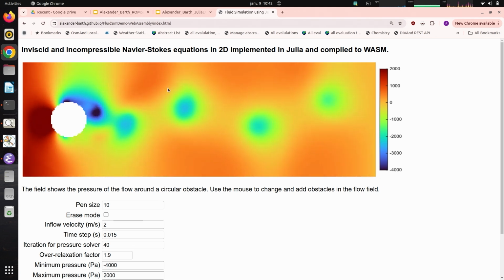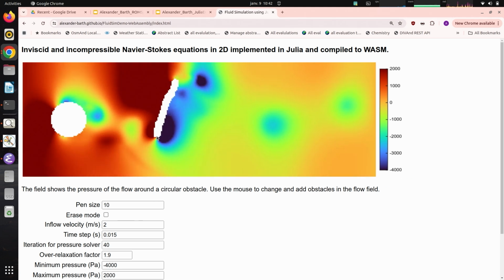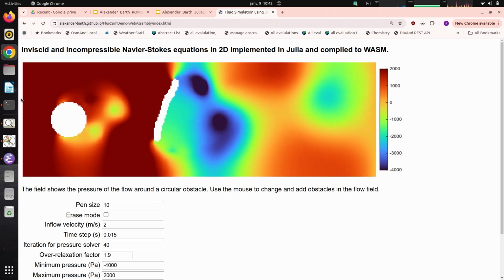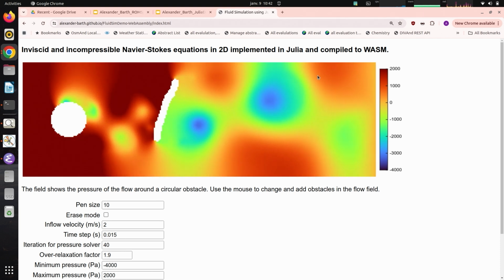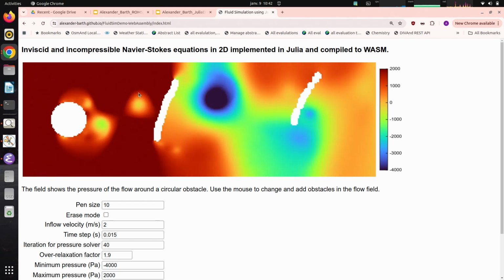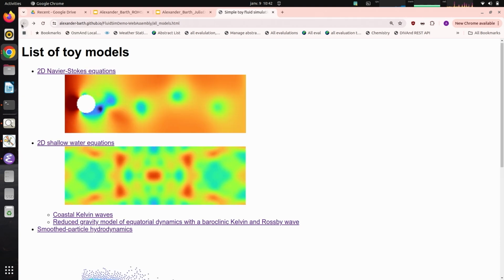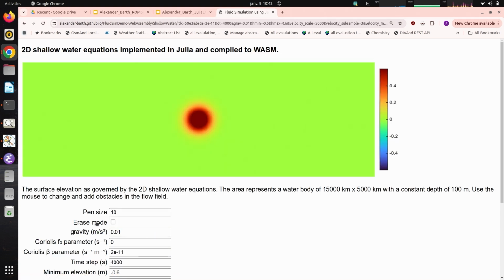This is something I showed already last year. So you have a flow which goes from the left to the right, and then you can perturb this flow by adding other islands to see how it changes. And something I made recently.